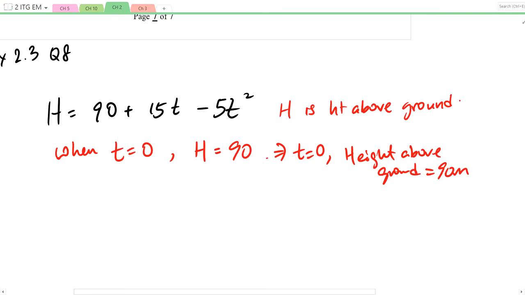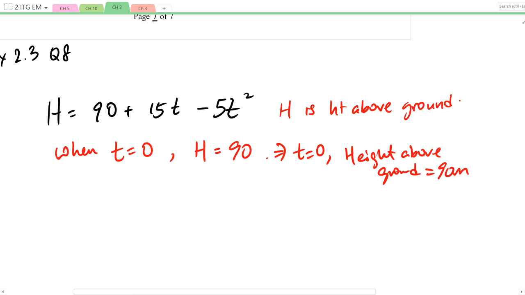Can? If you look at the diagram, when time equals 0, it refers to the start of the flight of the ball, right? Because after 10 seconds, the ball will be somewhere. After 20 seconds, the ball will be somewhere else. After 1 second, the ball is also somewhere. But when time equals 0, it is the start. Do you agree? Time equals 0 is the start, right? Okay, and the height above the ground is 90.